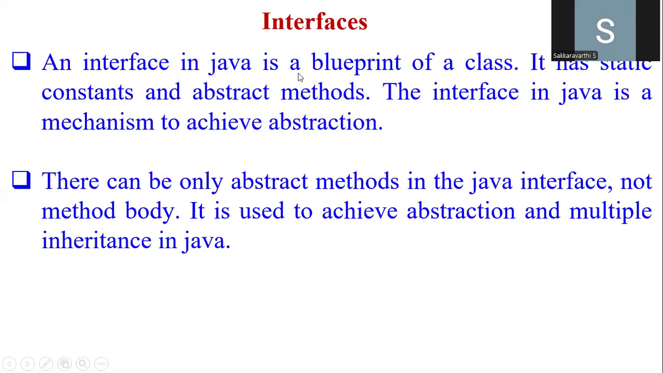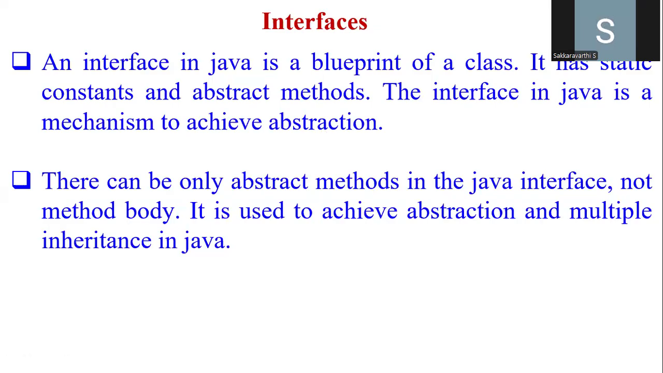Interface. An interface is a blueprint of a class. It has static constants and abstract methods. The interface in Java is a mechanism to achieve abstraction. One of the object-oriented programming concepts is abstraction. In Java, abstraction can be achieved in two ways. One is abstract class and another one is interface.